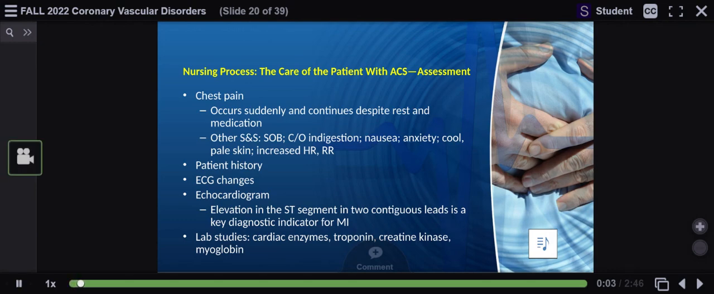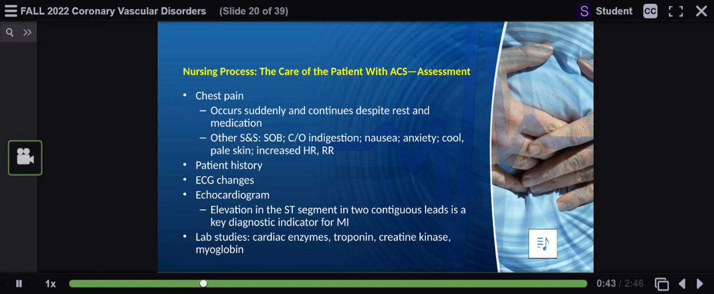So chest pain that occurs suddenly and continues despite rest and medication is a presenting symptom in most patients with ACS. Some of these patients have prodromal symptoms or a previous diagnosis of coronary artery disease, but others report no previous symptoms. Okay, so patients may present with a combination of symptoms, including chest pain and shortness of breath, indigestion, nausea, anxiety, cool, pale, moist skin. They can be tachypneic, tachycardic, and these are symptoms caused by stimulation of their sympathetic nervous system.